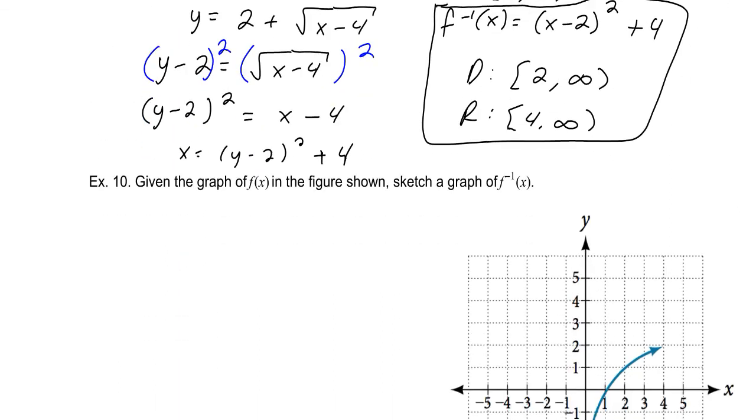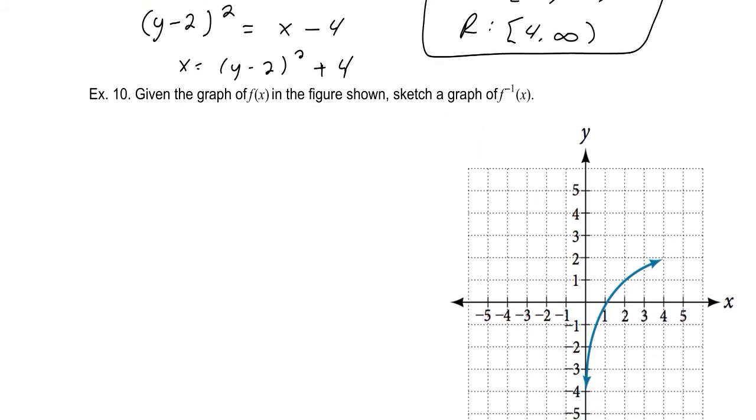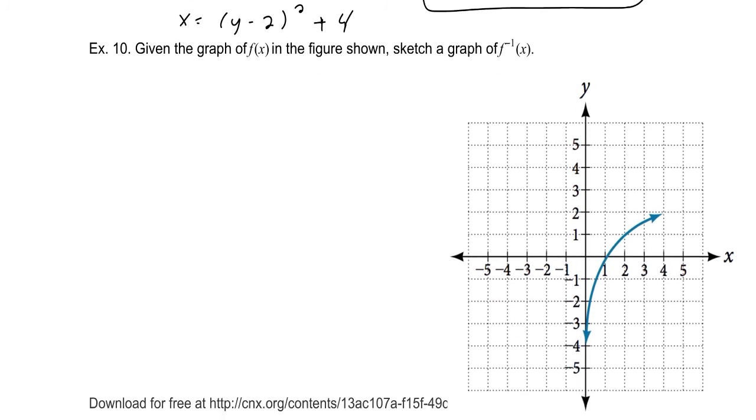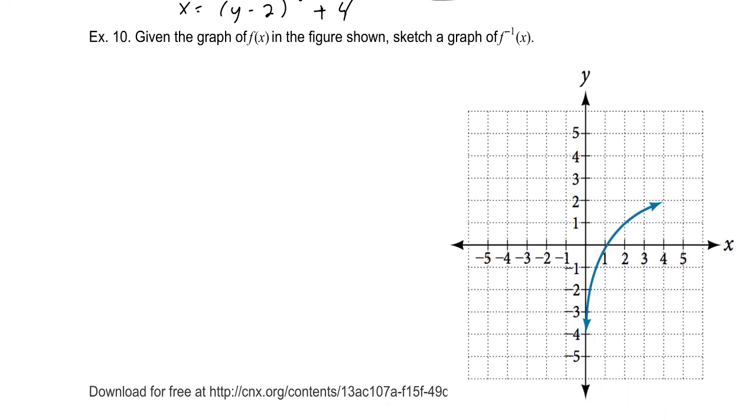Now, for our last question, given the graph of f of x in the figure below, sketch the graph of f inverse of x. All right, so one thing we know, and I said this earlier, is that this is going to be reflected about the line y equals x. Here's the line y equals x. We're going to reflect this across that line. See how we have the point 1, 0? We're going to have a point 0, 1. We have a point 2, 1, so it'll be a point 1, 2.